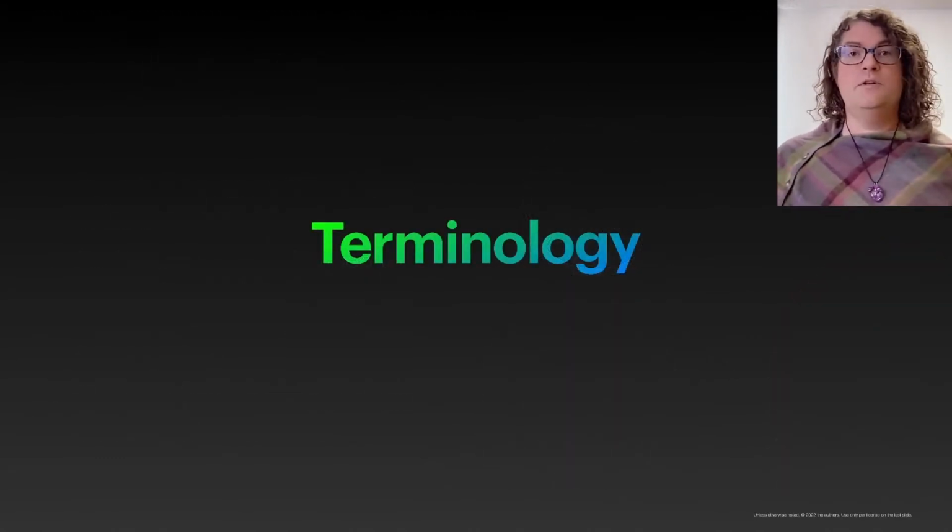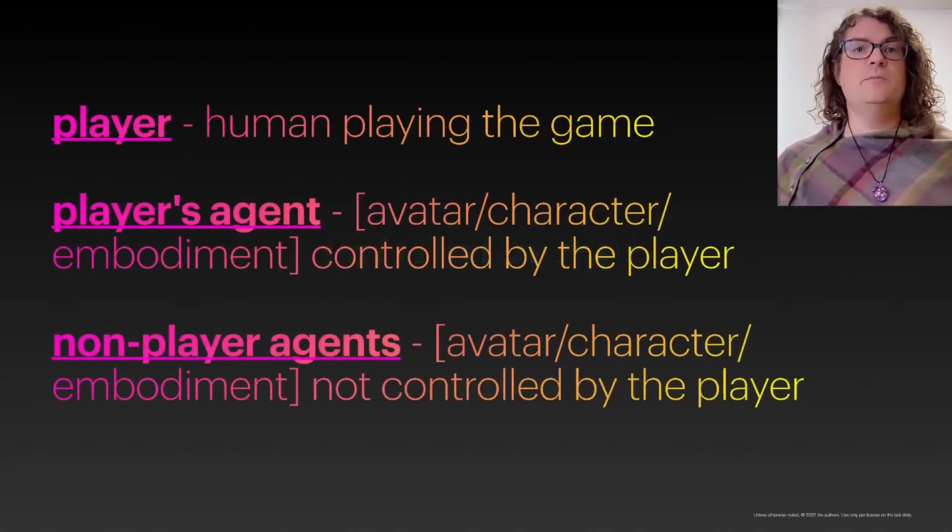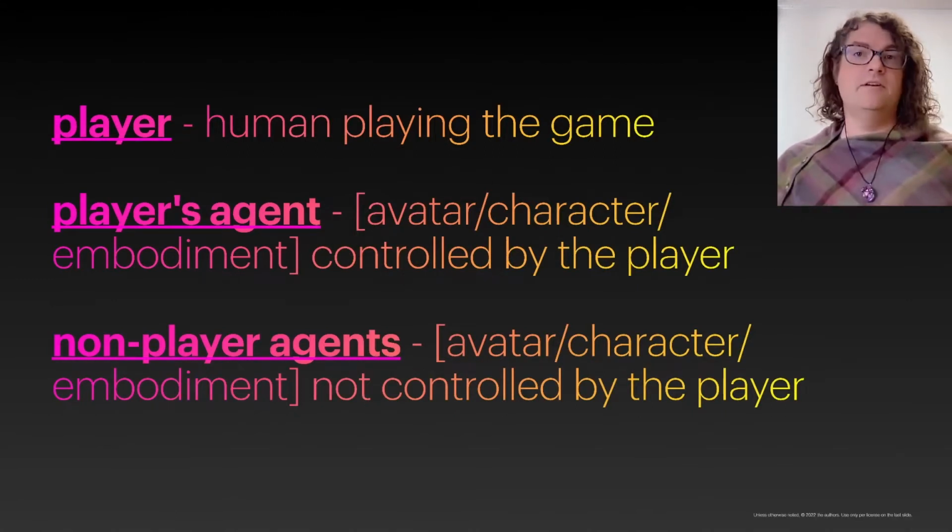So to establish a few terms real quick, in this research, the player refers to the human playing the video game. The player's agent is what they control in the video game, and the non-player agents are the other characters, avatars, and actors in the game, machine or otherwise.